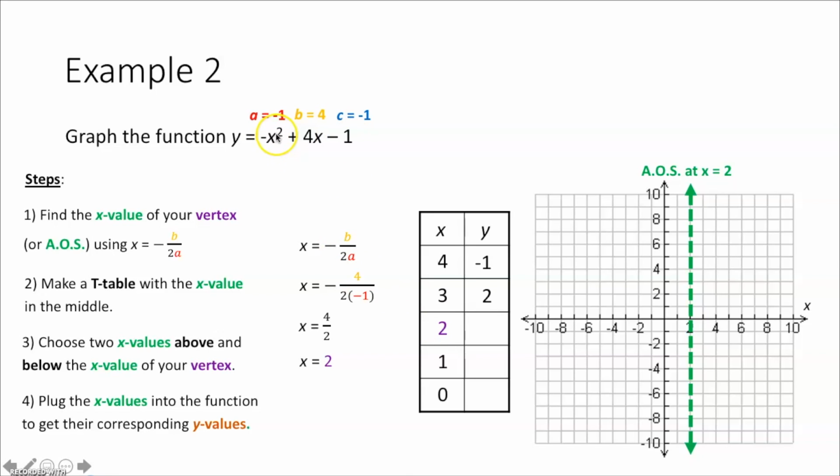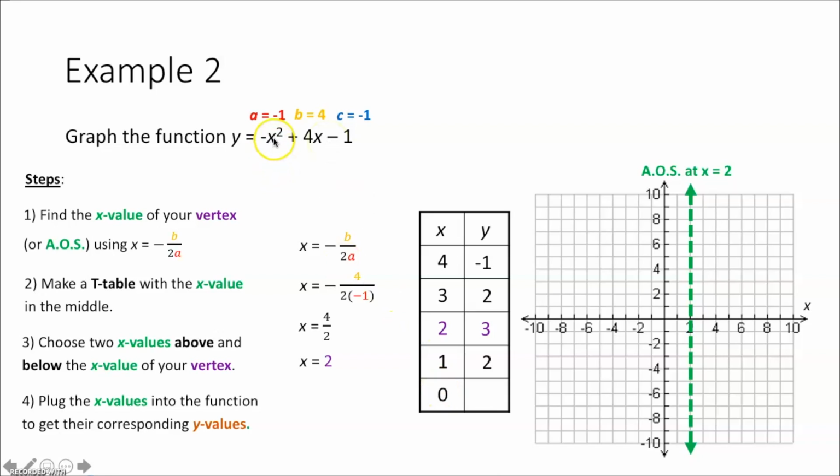Plug in 2. 2 squared is 4. Tack on the negative, it becomes negative 4. Then over here, 4 times 2 is going to give you 8. So negative 4 plus 8 is going to be positive 4. Minus 1 is 3. Then you plug in 1. 1 squared is going to be 1. Tack on the negative, negative 1. Over here, 4 times 1 is just 4. So negative 1 plus 4 is 3. Minus 1 is going to be 2.